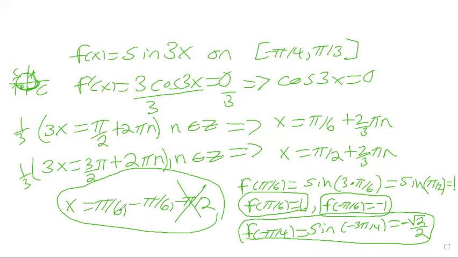And then the last point is finding pi over 3. So f of pi over 3, we plug that into here. 3 times pi over 3 gives me sine of pi. Sine of pi is just 0.